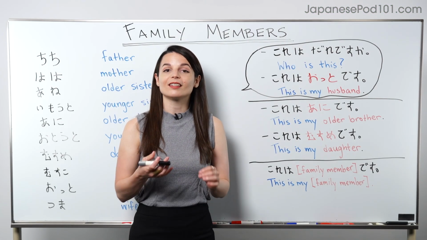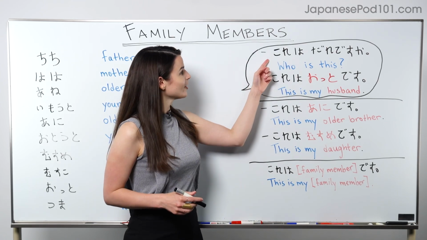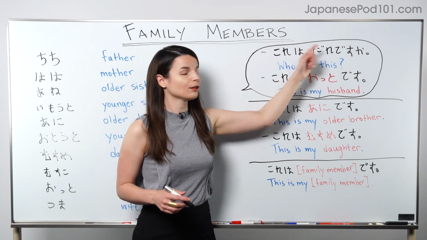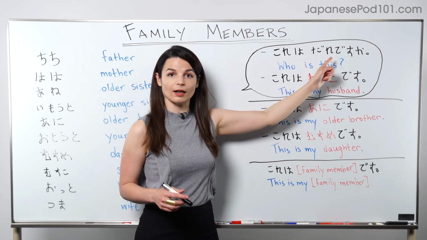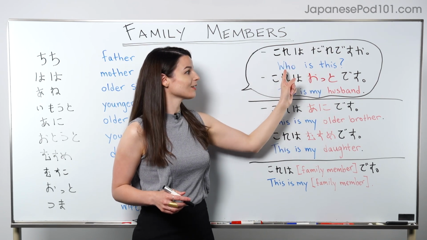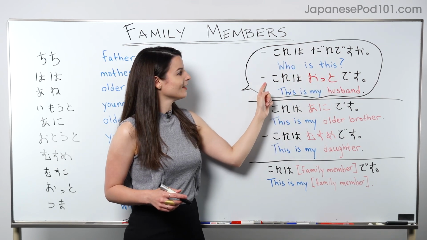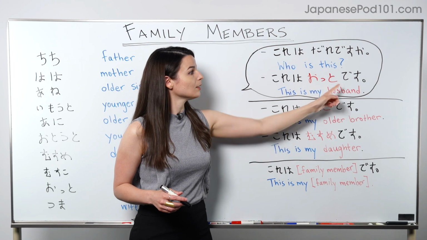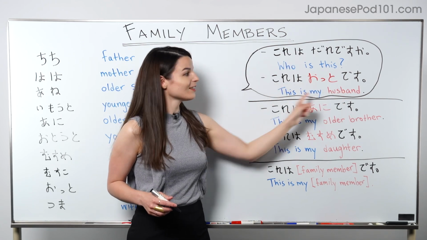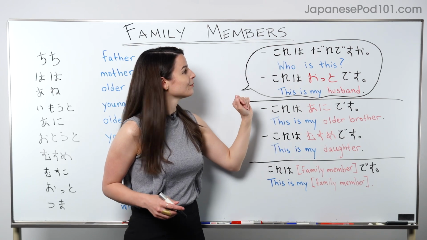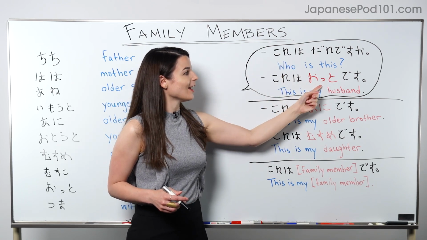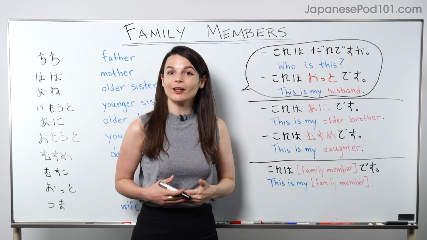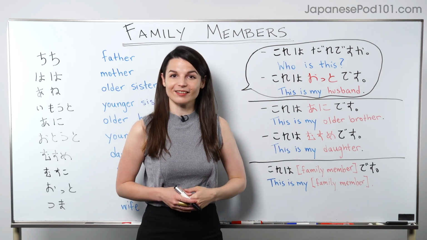Okay, let's take a look at the dialogue for this lesson. First, we see this question. これは誰ですか? Which means, who is this? The answer, これは夫です。This is my husband. So, in this dialogue, we see in red the family member name. Let's talk next about some other examples and the basic pattern that you can use to make sentences like these.